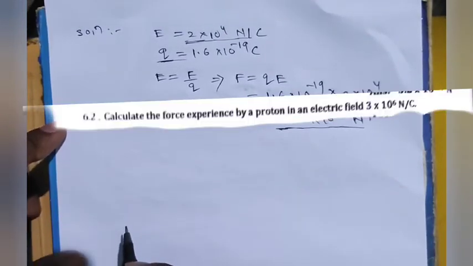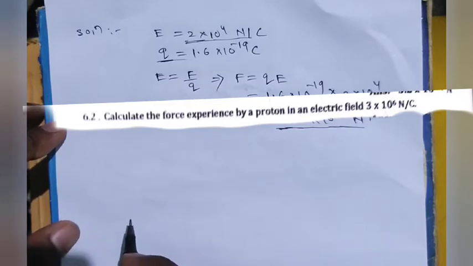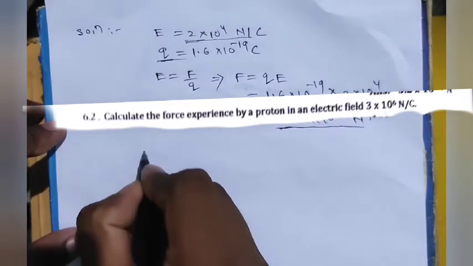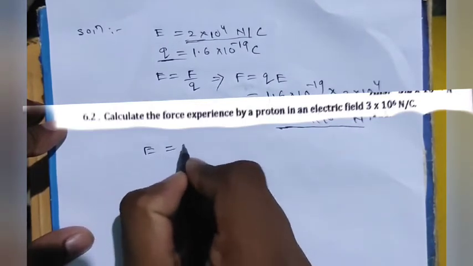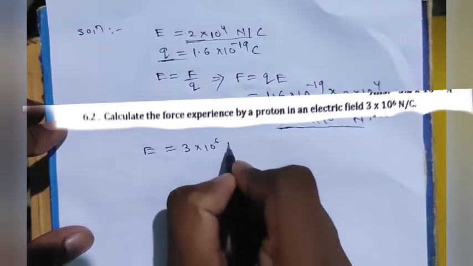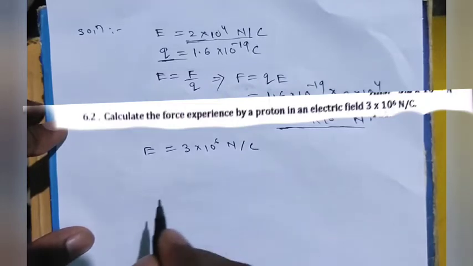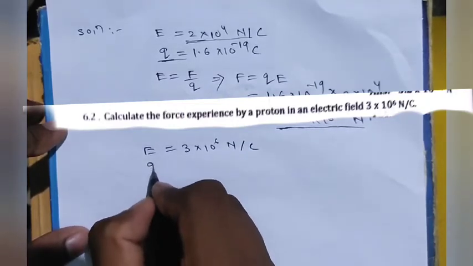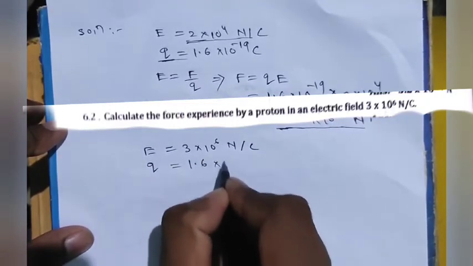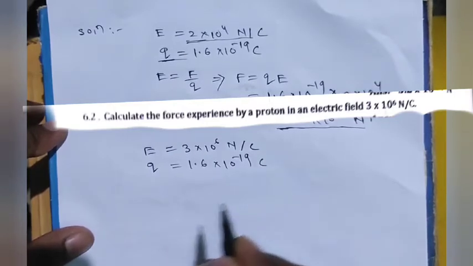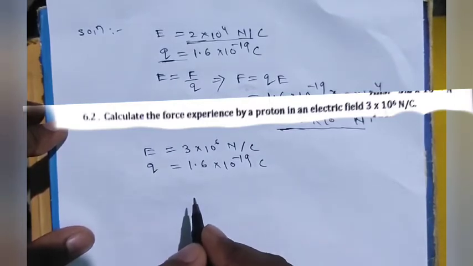So the next question is, calculate the force experienced by a proton in an electric field 3 into 10 to the power 6 Newton per Coulomb. This question is very similar to the previous one. Electric field is given, how much? 3 into 10 to the power 6 Newton per Coulomb, and proton is given, means we know the charge of one proton is 1.6 into 10 to the power minus 19 Coulomb, and the question is asking to find the force experienced by the proton.